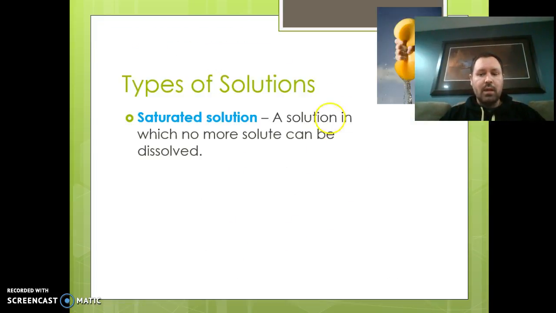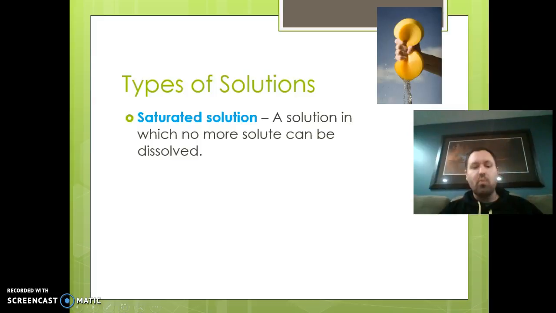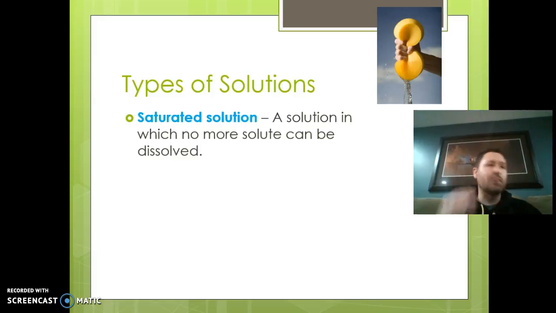Anyway, let's talk about a saturated solution. A saturated solution is a solution in which no more solute can be dissolved. Think of it like a sponge. With a sponge, you can put water in it, and you can put more water in the sponge, and more water in the sponge. But there comes a point at which the sponge is completely soaking wet and you just can't put more water in. You just can't do it. At that point, the sponge is completely saturated.